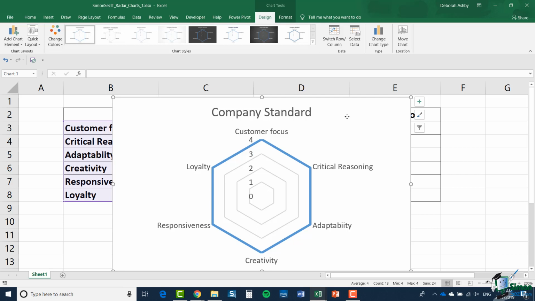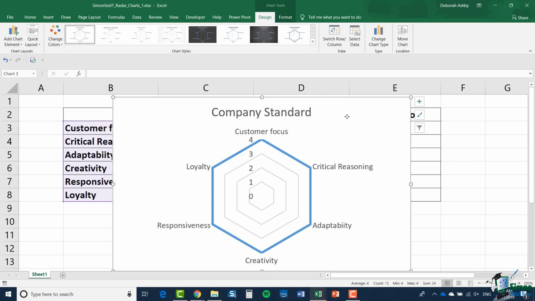You could have more than six or less than six. Radar charts are generally used for relatively small numbers of categories. Once you get to 12, 15, 20, it does start to become a little bit unmanageable. So just be aware of that.